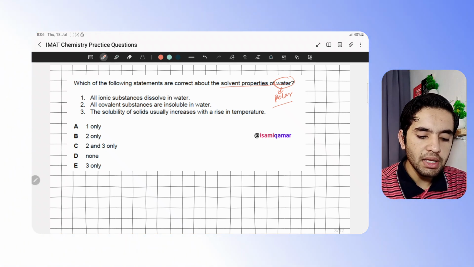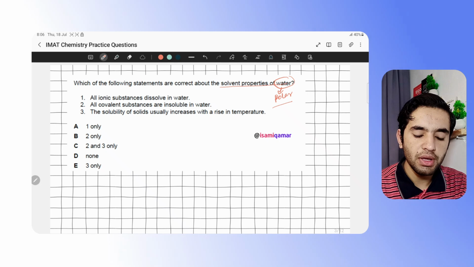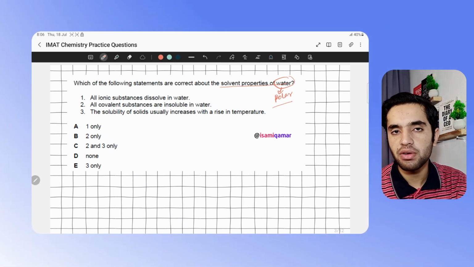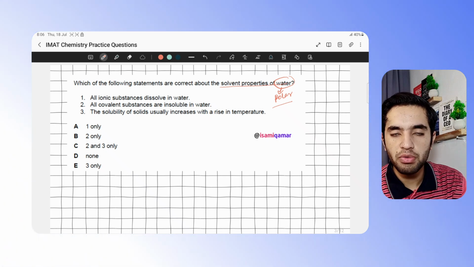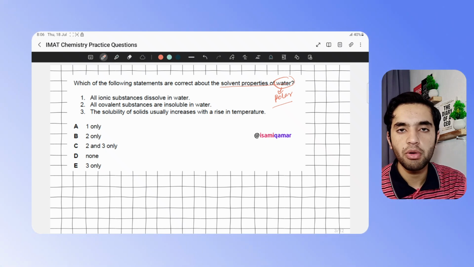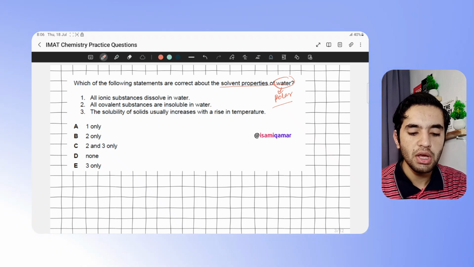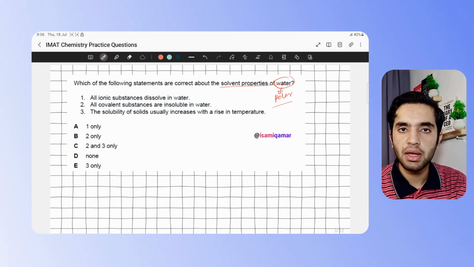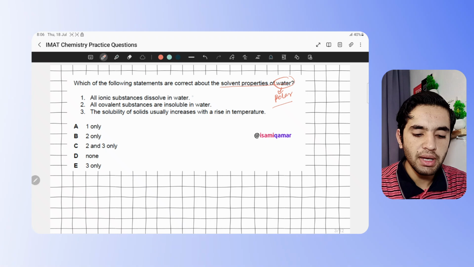So all ionic substances dissolve in water. Ionic substances must dissolve in water. For example, NaCl, do you know table salt? It dissolves in water and it conducts electricity in water. Salts in pure form cannot conduct electricity, but when they dissolve in water they form ions, cation and anion. They will be conducting electricity.